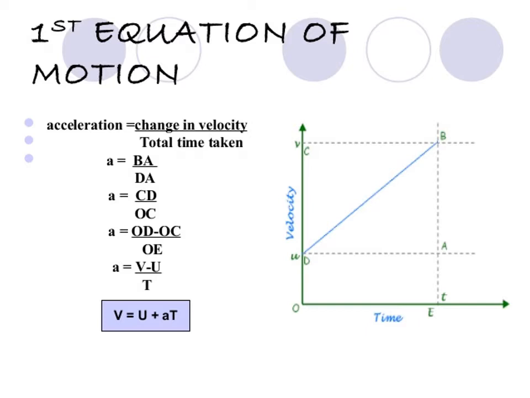Here, the graph shows the change in velocity with time for a uniformly accelerated object. The object starts from the point D in the graph with the velocity u. Its velocity keeps on increasing. After a time t, it reaches the point B. So D is the initial point and it went to B. That is the final point, and we mark the velocity v.